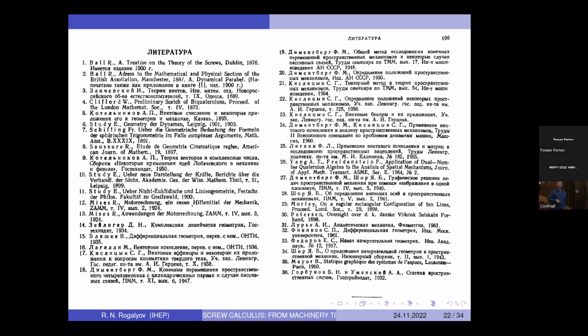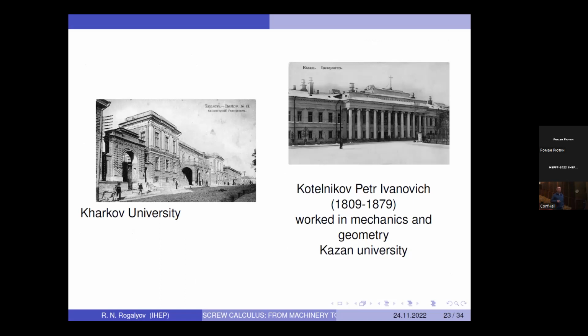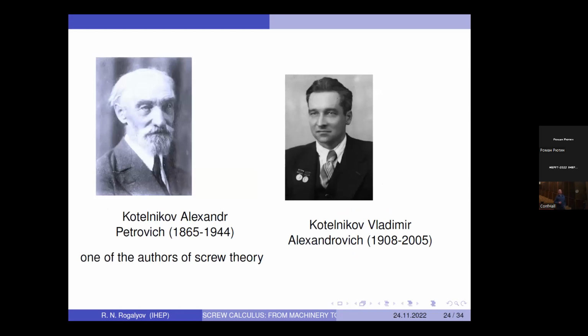I would like to mention the authors who elaborated on the subject. The authors of screw calculus in Russia are Pyotr Ivanovich Kotelnikov, who worked in Kharkov and Kazan University. I didn't find his photo. And his son, Alexander Petrovich Kotelnikov, is one of the authors of screw theory. His son is a well-known radio engineer in the Soviet Union. It is a dynasty of Kotelnikovs.